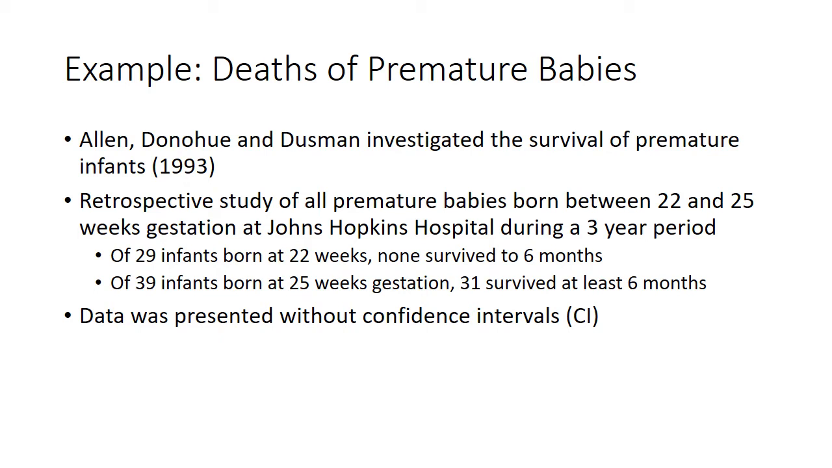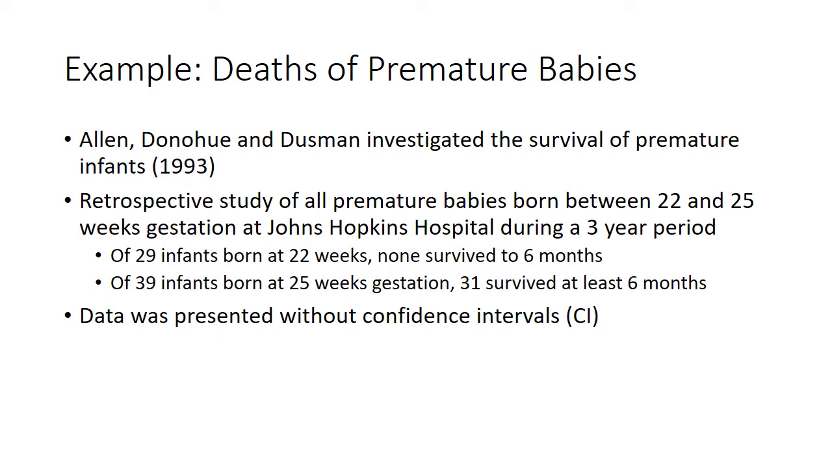So just to give you an example of this, one thing we'll look at is going to be deaths of premature babies. And so neonatal mortality rate is a very important thing to look at. Oftentimes it's used as a surrogate for how good healthcare is in a society, especially with prenatal care and things like that. But in this data from 1993, they were looking at the survival of these premature infants, so those that were born earlier than what you would normally expect for a term infant.